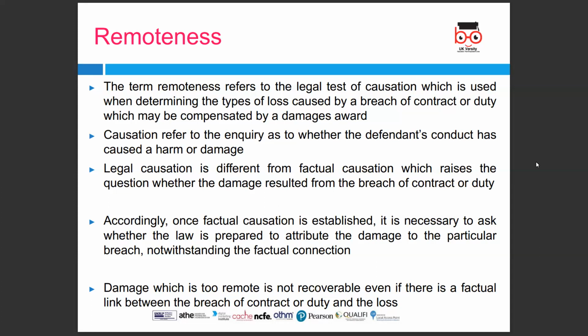An important case in regards to remoteness is the case of Re Polemis and Furness, Withy and Company Limited, 1921. In this case, some stevedores carelessly dropped a plank of wood into the hold of a ship. The plank struck something as it was falling, which caused a spark. The spark ignited petrol vapours, resulting in the destruction of the ship. The arbitrator held that the causing of the spark could not have been anticipated, and therefore no liability arose. The claimant appealed. It was held that there was no requirement that the damages were foreseeable. The defendant was liable for all the direct consequences of their actions.